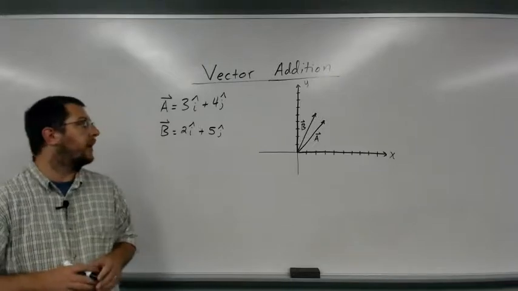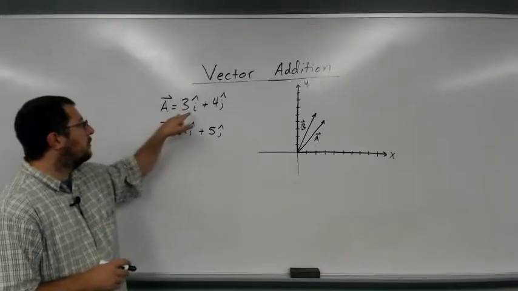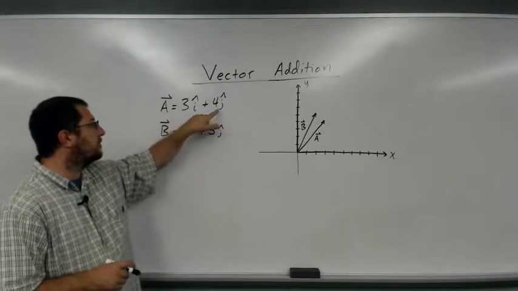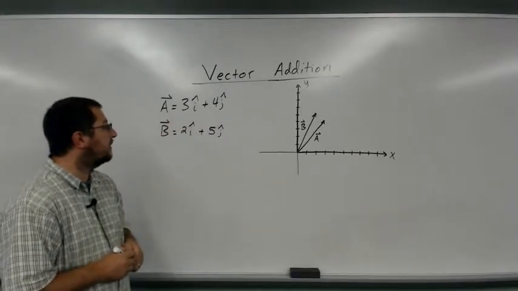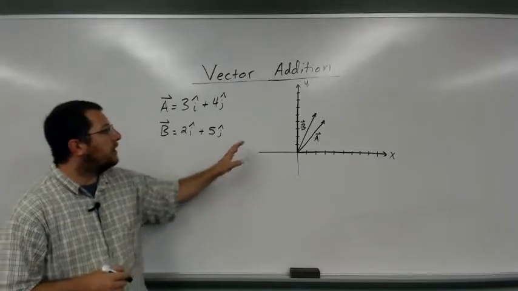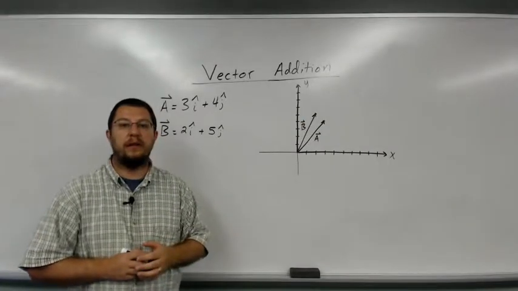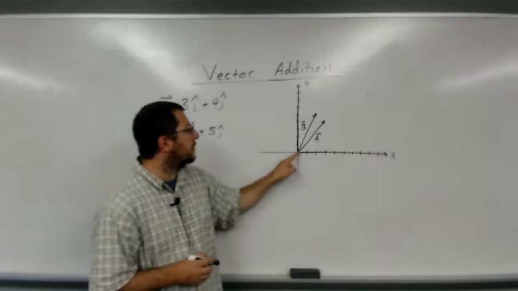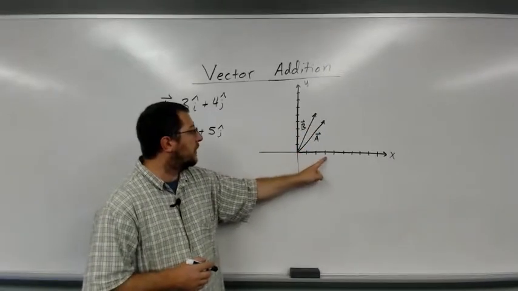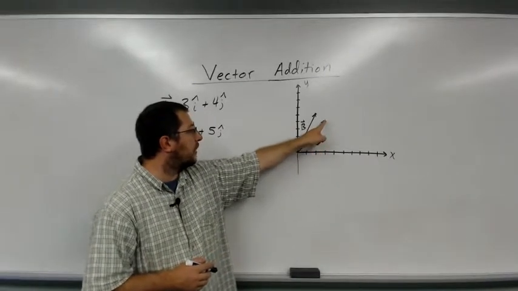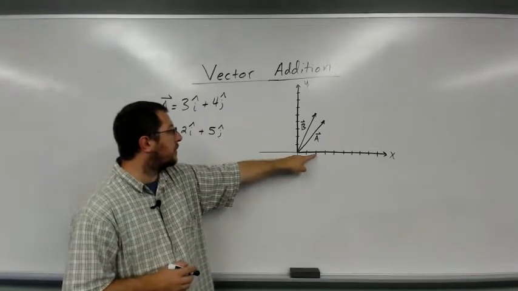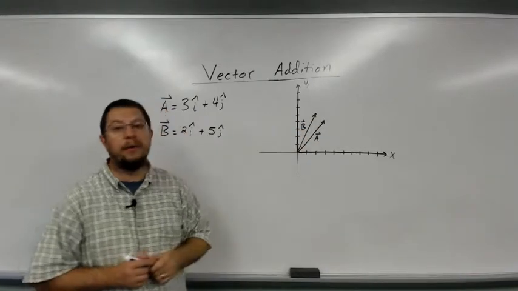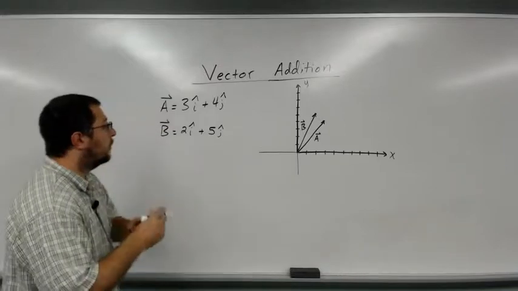Okay, so here we have two vectors, 3i hat plus 4j hat, and 2i hat plus 5j hat. And I've drawn these on this coordinate system here. So here's my vector A, 3 in the x direction and then 4 up. And B is going to be 2 in the x direction and then 5 up. Okay? So here's what I want to know.